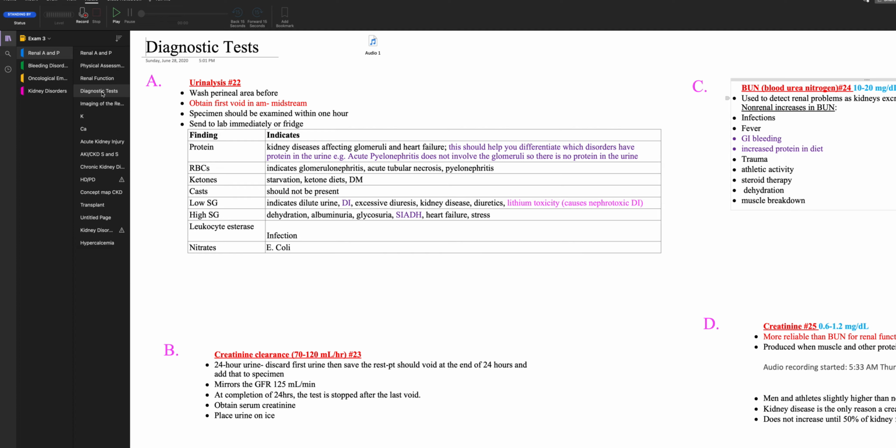Their urine is usually described as tea color, rusty, dark. Ketones. Only diabetics should have ketones. Actually, they shouldn't have ketones, but that's when you would see them having ketones.